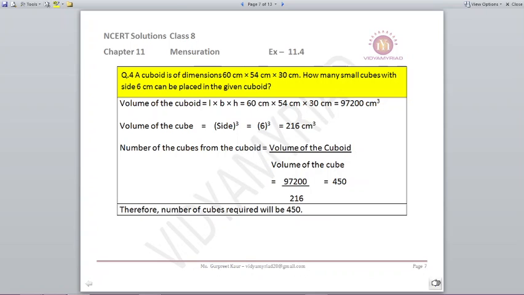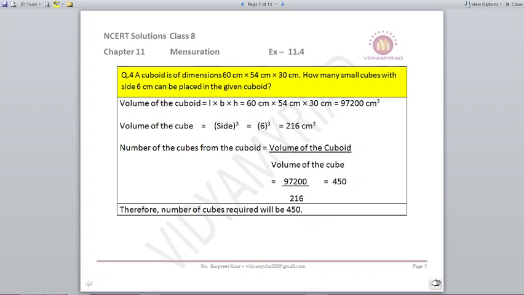Question number 4. A cuboid is of dimension 60 centimeters into 54 centimeters into 30 centimeters. That means length, breadth and height we know. Multiply all of them, we can come to know the volume of the cuboid. That comes out to be 97,200 centimeters cube.